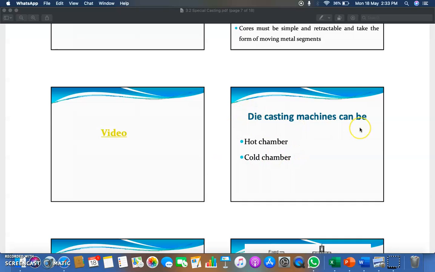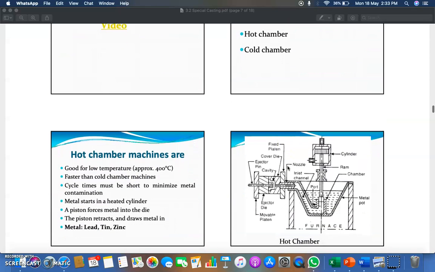Basically, die casting is of two types, which are hot chamber and cold chamber. Hot chamber machines are good for low temperatures, approximately up to 400 degrees C, and faster than cold chamber machines, because in the cold chamber machines you require more force or more pressure to apply, and the cycle time must be shorter to minimize metal contamination. Otherwise, if your cycle time is very high, then the metal can contaminate. That may be a disadvantage for your whole process.